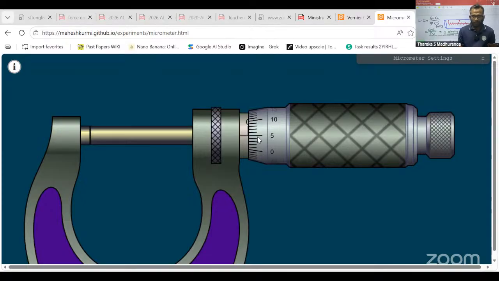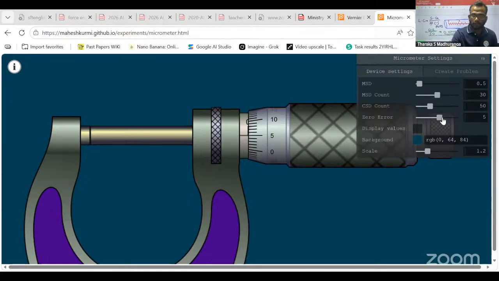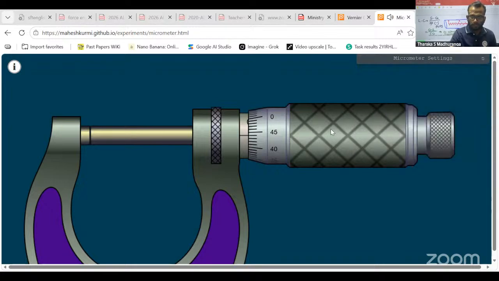What is the meaning of negative zero error? It is a result of wearing off of the anvil or spindle or both. In the zeroing stage, this is the state. The circular scale zero passes beyond the linear scale middle axis due to additional rotation. That is a negative zero error.